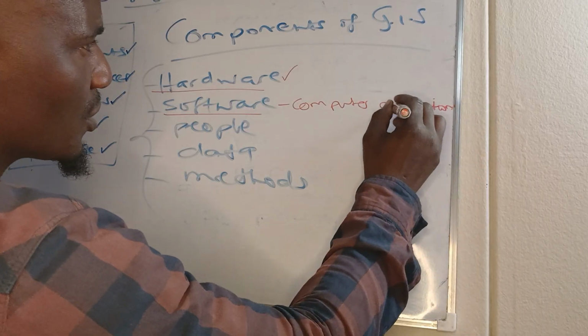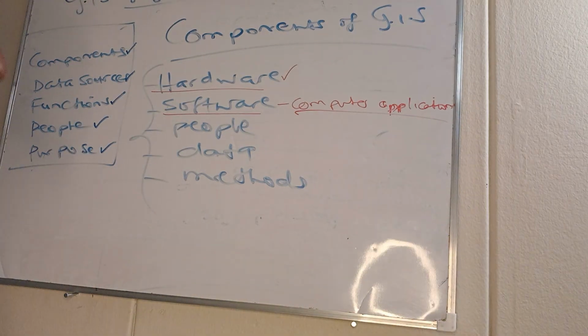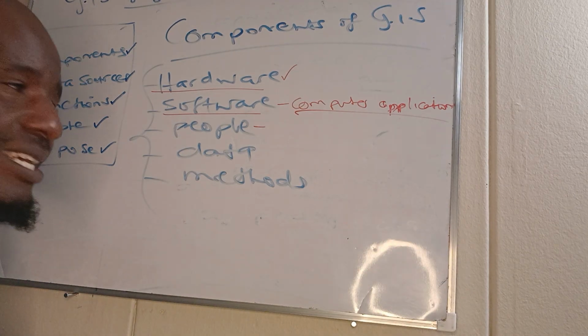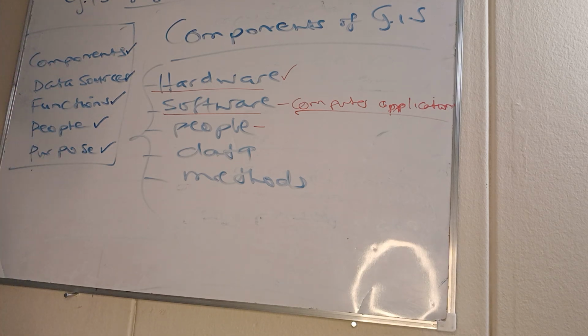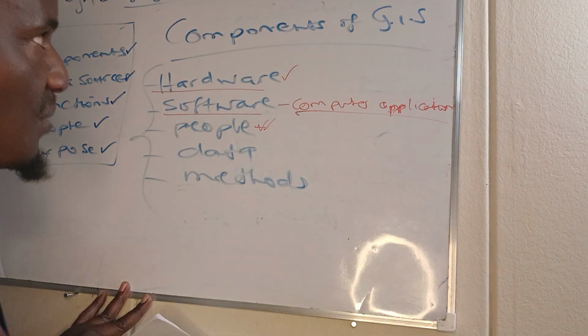Computer applications, these are the different applications that are used there. That's part of your software. Then the people that are involved, it can be in recording, capturing information and managing. Obviously, there are people involved in the process. That's also part of the components.